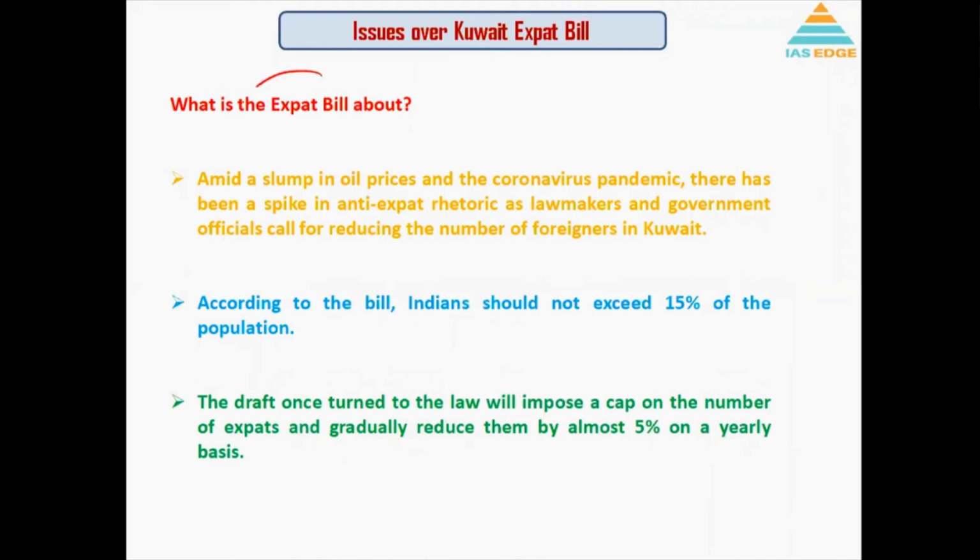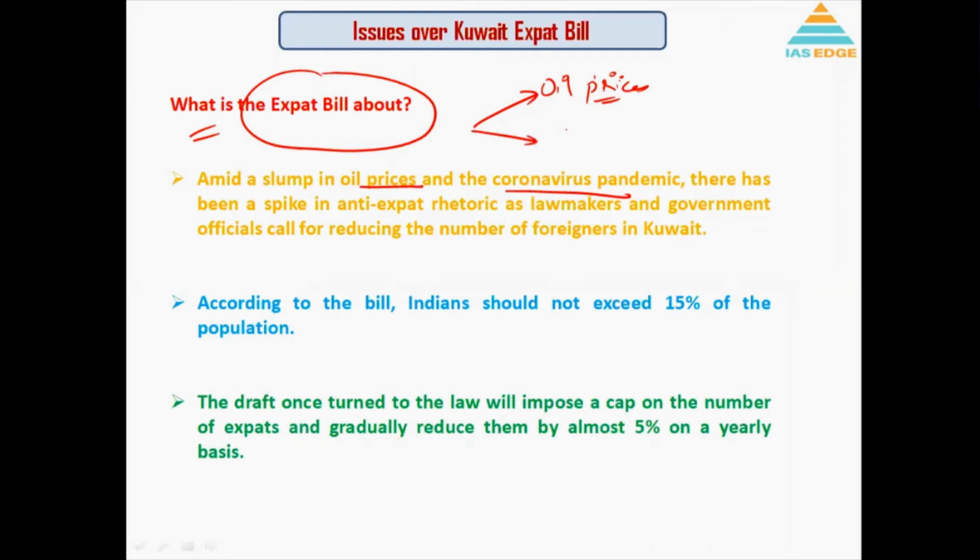Now what is the expat bill all about? Amid the slump in oil prices and the coronavirus pandemic, so there are two reasons. One is that oil prices have slumped, and Kuwait is mainly an oil-rich economy, which means their income majorly comes from oil. Oil prices have come down because of reduced demand, global slowdown, and multiple factors. The second is the pandemic, which has also taken a hit on the economy. There has been a spike in anti-expat rhetoric as lawmakers and government officials call for reducing the number of foreigners in Kuwait. Naturally, it is for everybody, but Indians, being the largest part, would be affected.